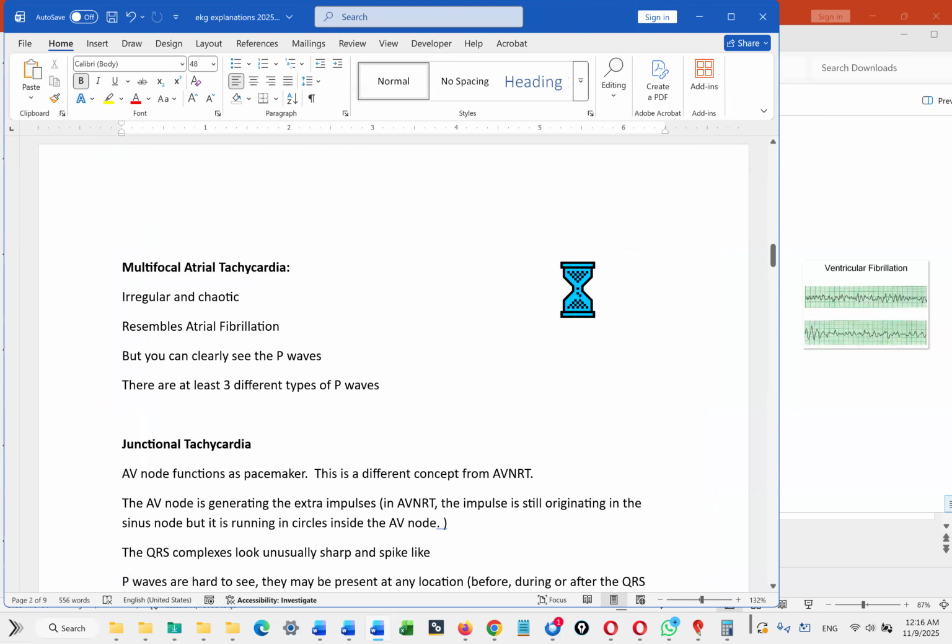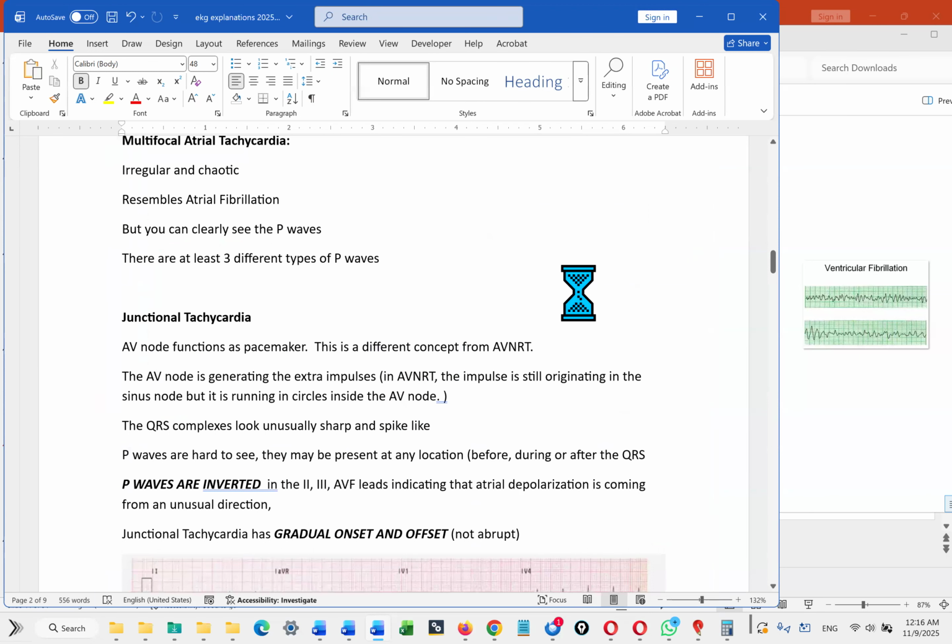And the next type of tachycardia is junctional tachycardia. The concept to understand here is that in junctional tachycardia, the AV node itself is functioning as a pacemaker. This is different from AVNRT, AV nodal reentry tachycardia, where the impulse is still originating in the sinus node. It's just that once it reaches the AV node, it's running in circles. Okay? Now, junctional tachycardia has a very characteristic look.